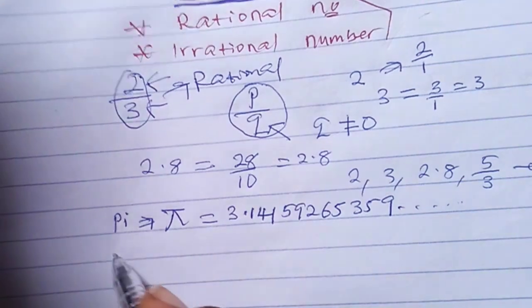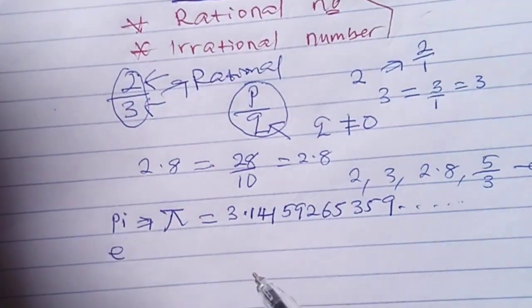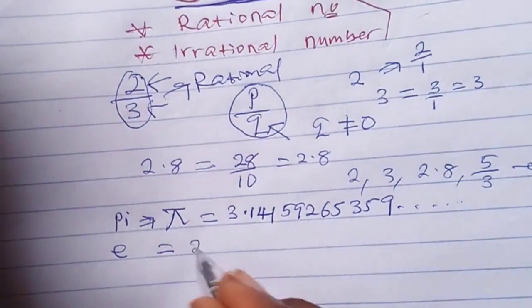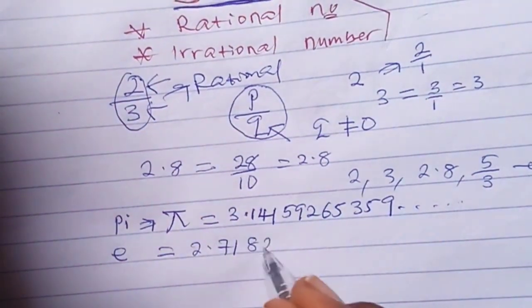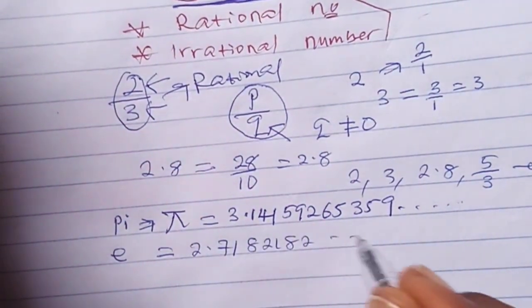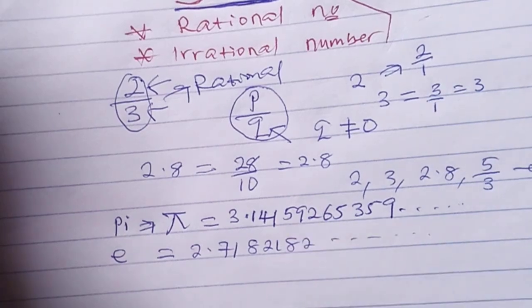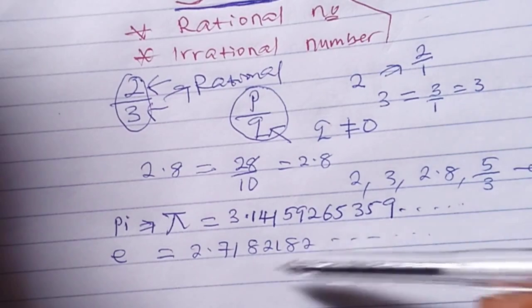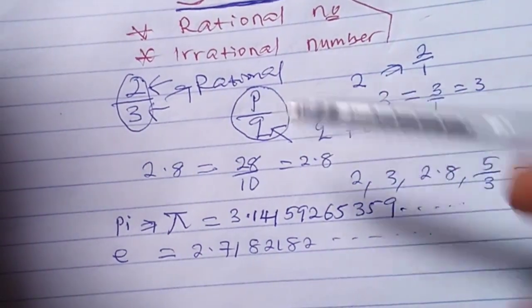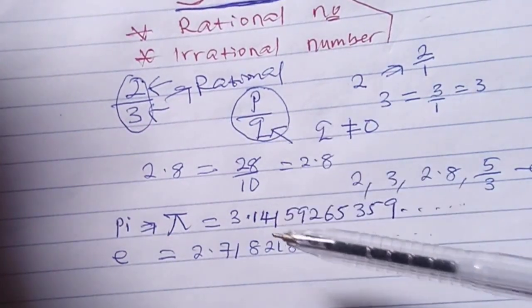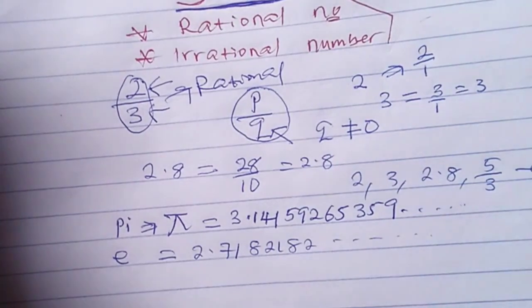Another one could be the Euler number, which has a value of 2.718218, and it continues, it runs continuously. These values cannot be expressed in the form of a fraction. So pi is an irrational number. Likewise, the Euler number is also an irrational number.